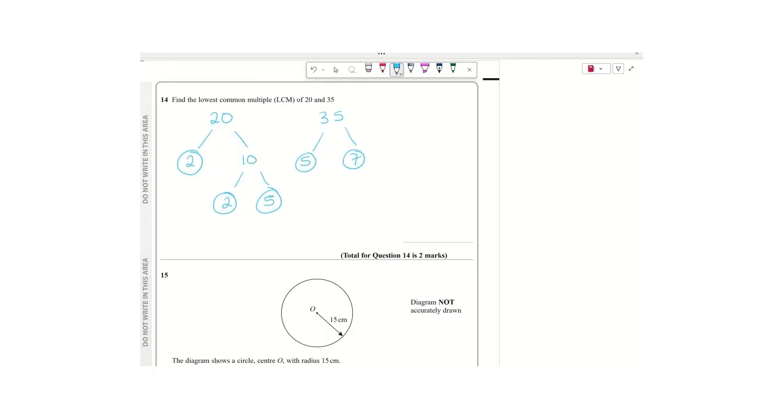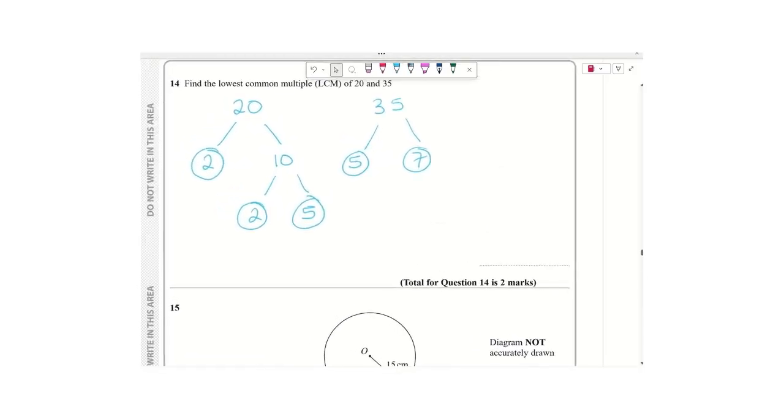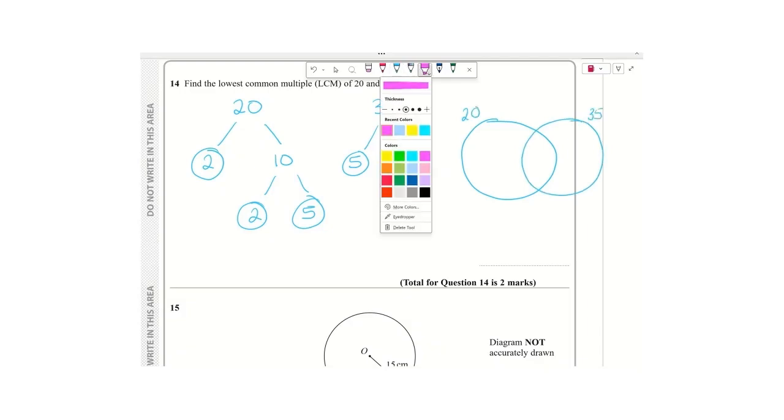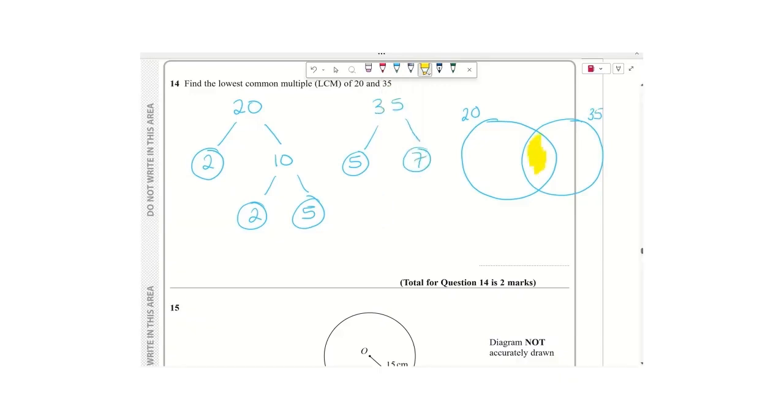And then we're going to have our 2 circles for 20 and for 35. So 20 is here and 35 is here. And what goes in the middle is numbers that are in both. So there is a 5 in both. That goes in the middle. What's left in circles for 20 is a 2 and a 2. And what's left in circles for 35 is a 7.